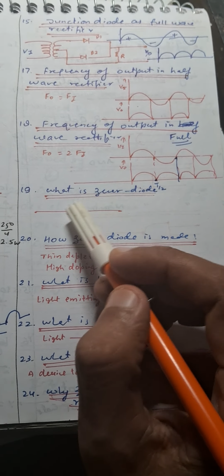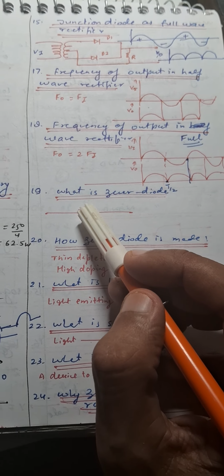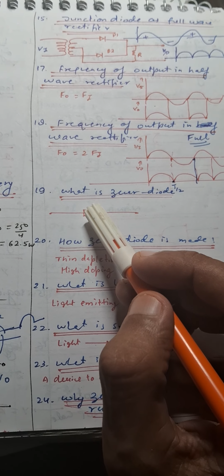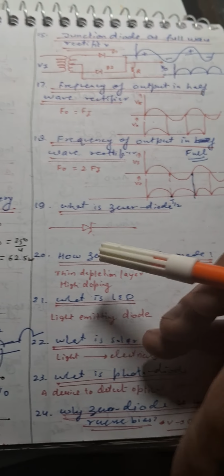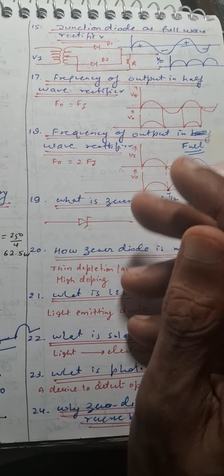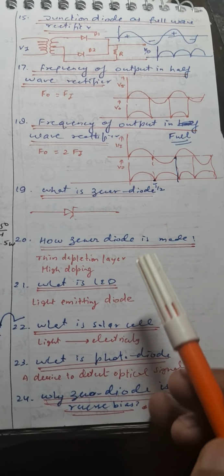Next is what is a Zener diode. Zener is a special purpose diode which is used as a voltage regulator, and it is used in reverse bias so that current can be made constant and voltage can be made constant. So it is used as a voltage regulator to manage the voltage when it is fluctuating. It's just a symbol like this.